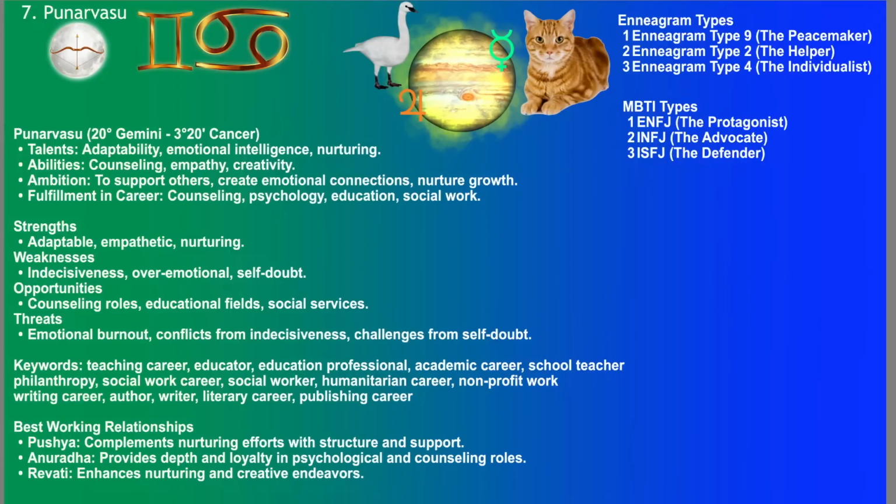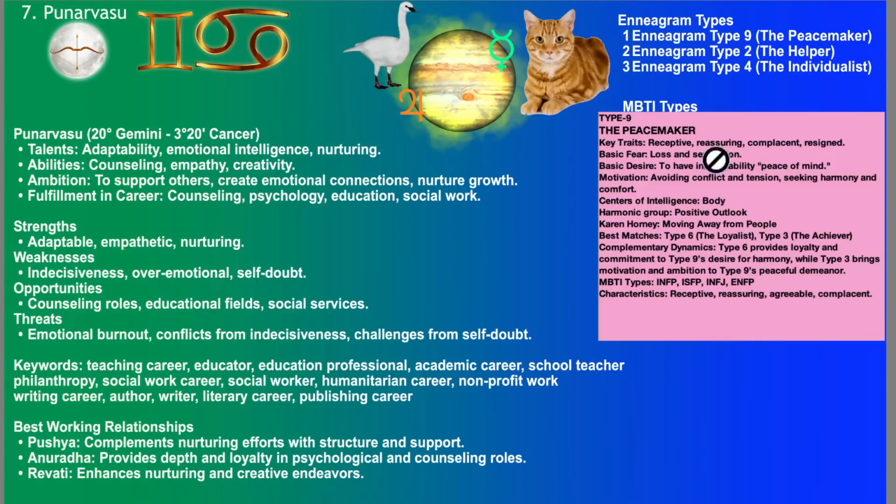What is the Enneagram type which is valid for Punarvasu? Enneagram type 9, the peacemaker first. So what's the peacemaker energy? The key traits are they are receptive, they are reassuring, complacent and resigned, sort of taking the easy way out.